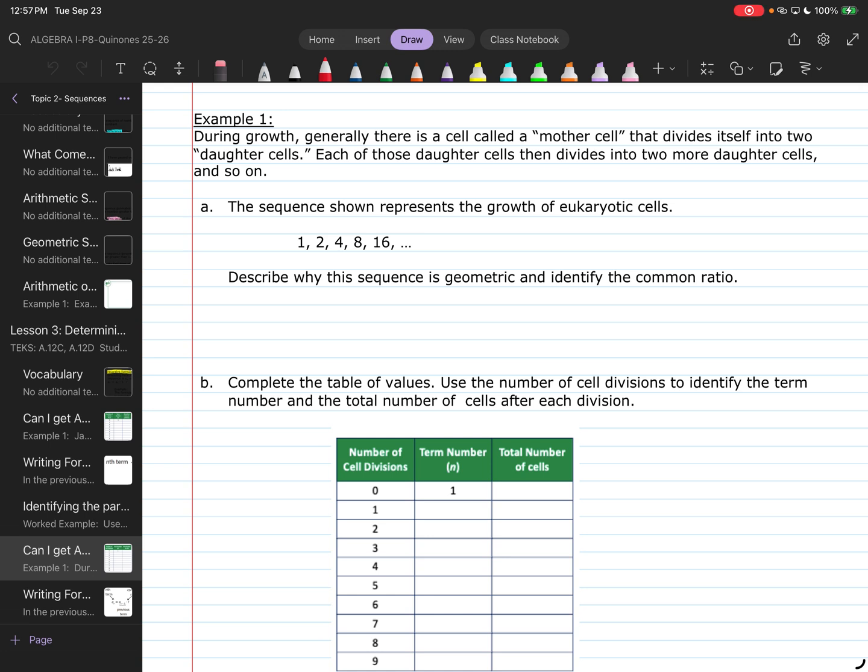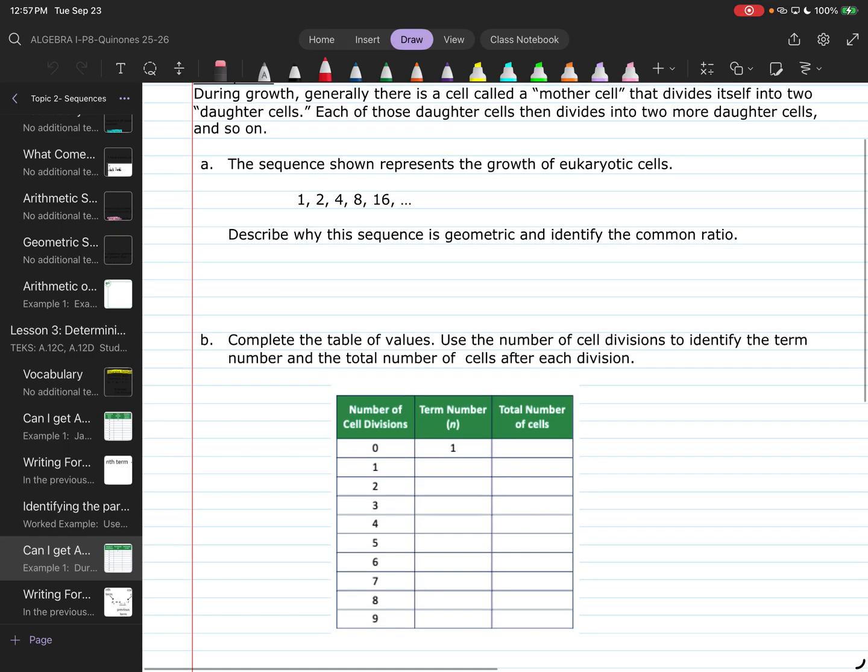Believe it or not, during growth, generally there is a cell called a mother cell where we derive from, right? And then during the division, it is called daughter cells, and they just automatically do this on their own. Each of these daughter cells then divides into two, and so on and so forth until the organism continues growing. Here is a sequence of how these cells work. 1, 2, 4, 8, and 16.